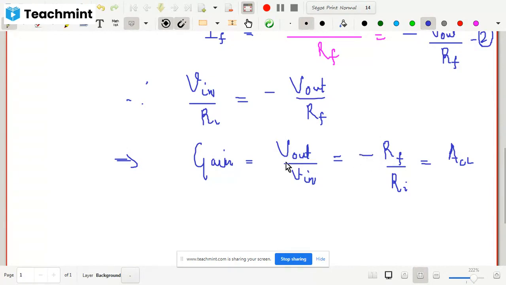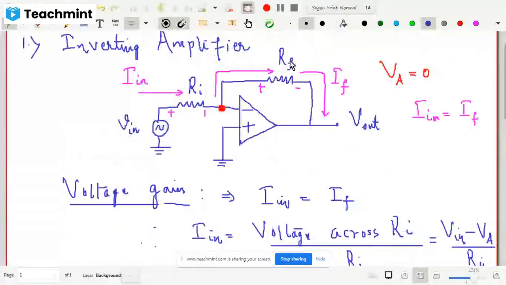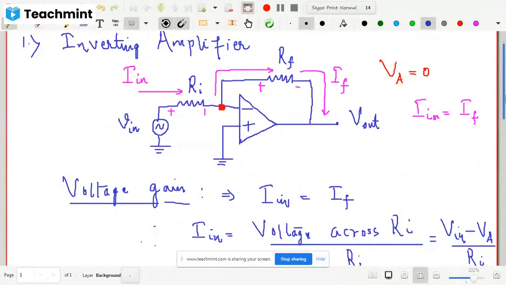Now a few points you need to remember here. The first point is that the gain of such an inverting amplifier, which is A_CL, is the ratio of feedback resistance and input resistance. So you can control the gain by controlling the value of these resistances, isn't it? Let us go back to the circuit and see. You can control the gain by controlling the values of R_F and R_i. Okay, fine. So that is one point you need to remember.